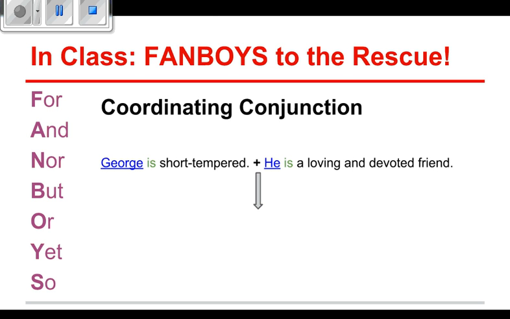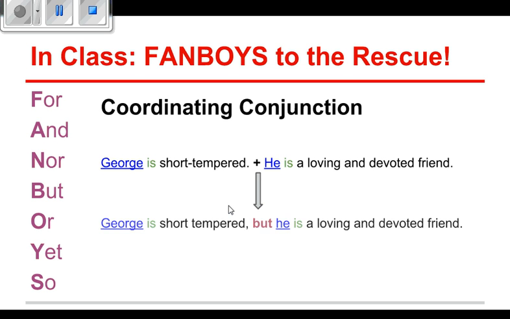So here are those two sentences again. George is short-tempered. He is a loving and devoted friend. I need to put a fanboy, one of these coordinating conjunctions, in between these two independent clauses in order to make this a proper compound sentence. So I chose to use the fanboy but. George is short-tempered, but he is a loving and devoted friend.